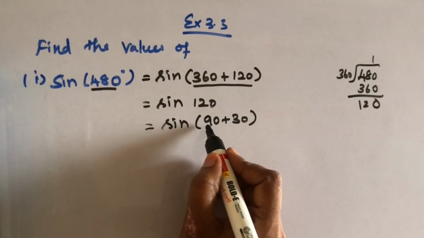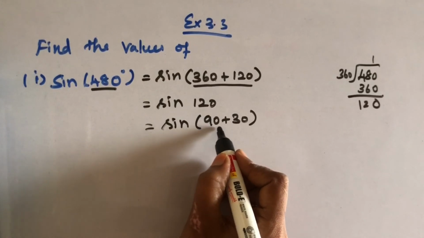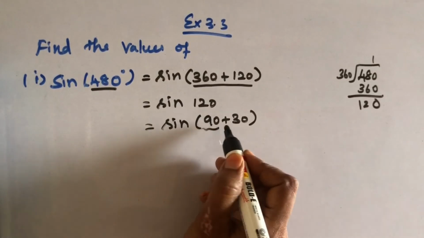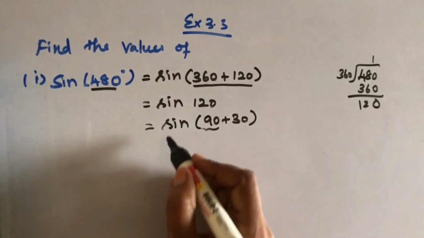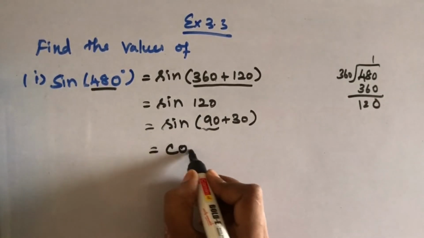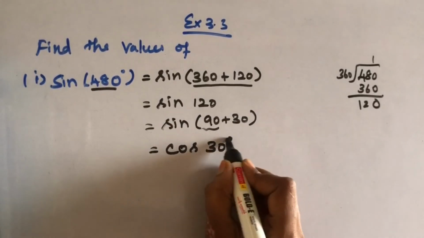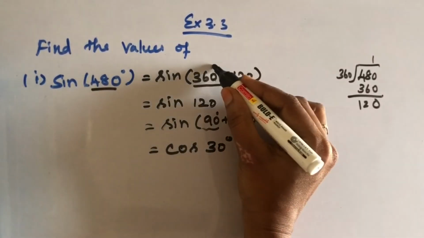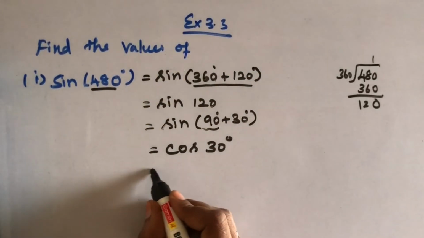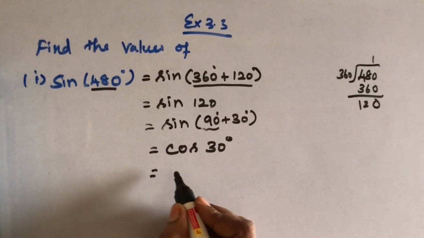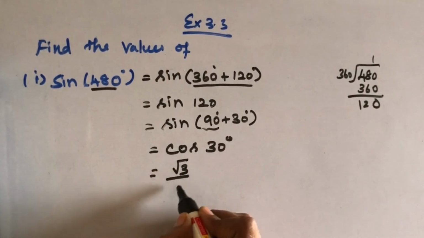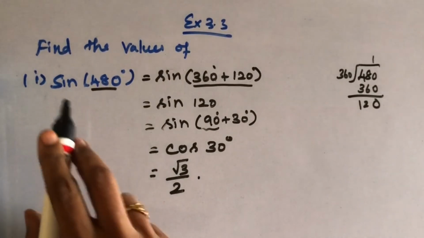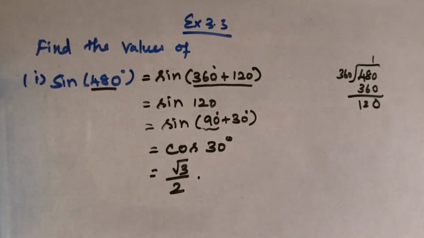Also, it is 90. If 90 or 270 comes here, then there is a change in the trigonometric ratio. So, sine will change to cos 30 degree. Okay, it is cos 30 degree. What is the value of cos 30 degree? Cos 30 degree is root 3 by 2. So, the value of sine 480 is equal to root 3 by 2.